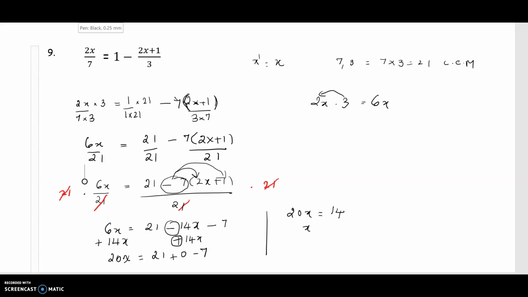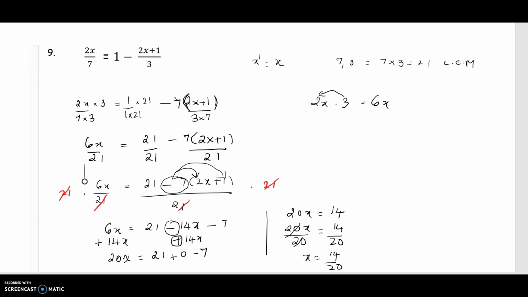That is 20x. So 20 is multiplied to x, so we need to divide by 20 to get rid of the 20, which is multiplied to x. So that's 14 over 20. We divide both sides by 20. So x is equal to 14 over 20.